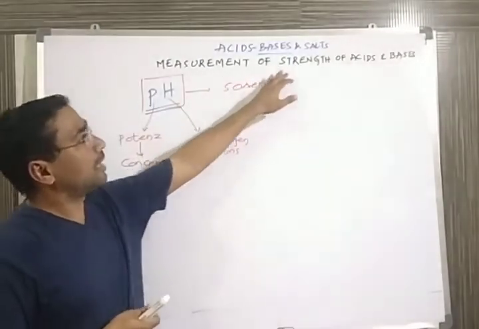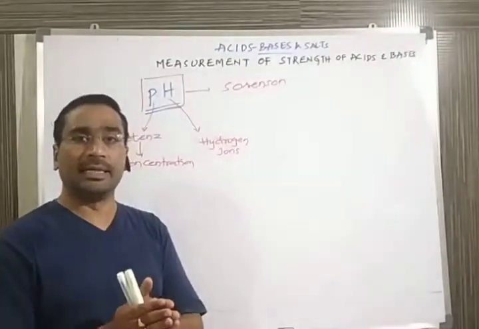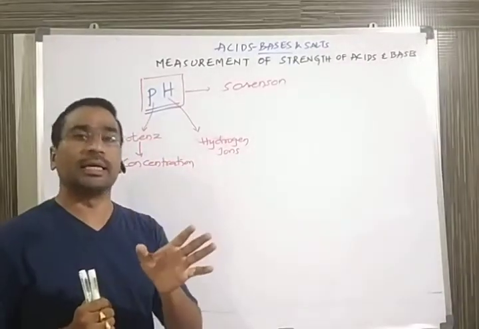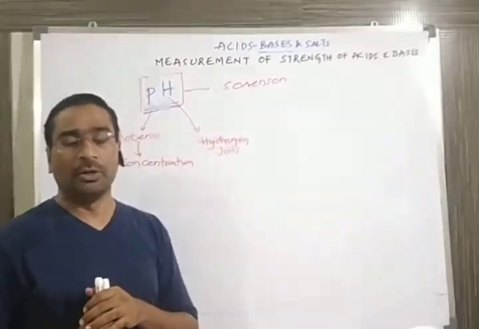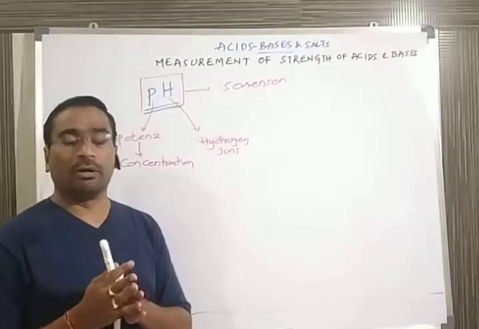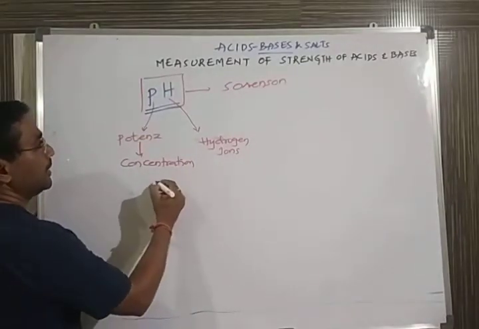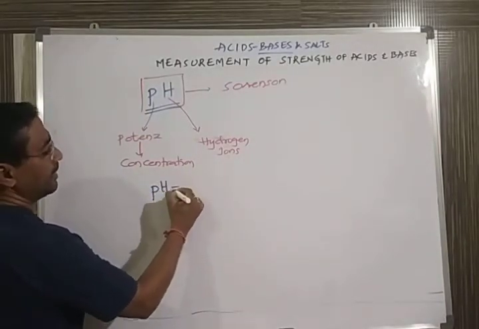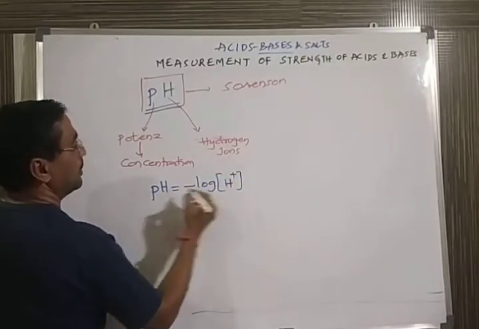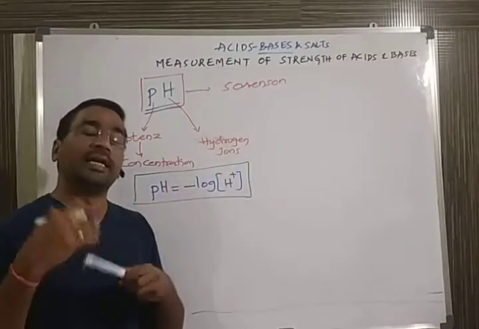The strength of any substance can be decided based on the concentration of the hydrogen ions present in that substance. According to this, there is a mathematical formula. The pH is given as the minus log of the H plus ion concentration. This is the formula to calculate the pH value for any substance.